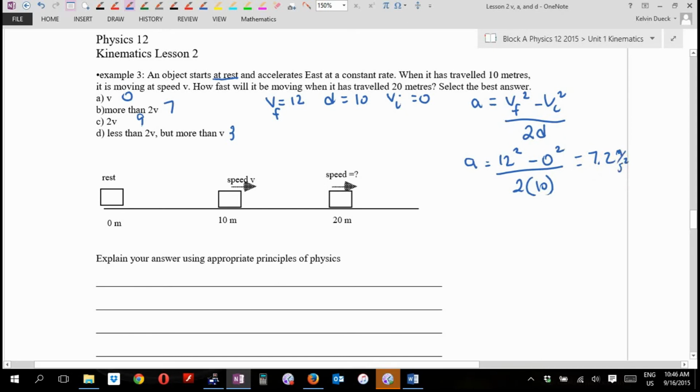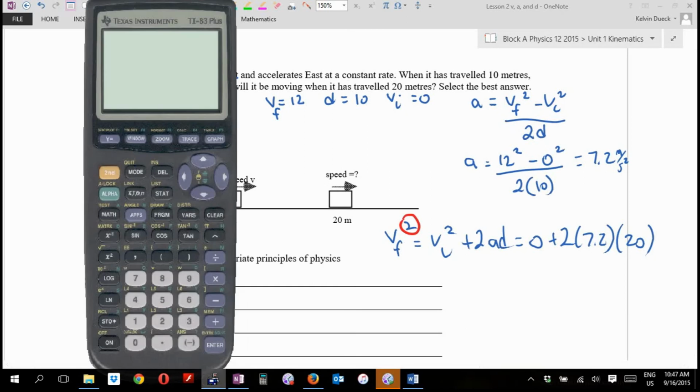Well, now I could go VF squared equals VI squared plus 2AD, and I can say we're starting at rest. A is 7.2, and D is 20 meters. Oh, except this gets you VF squared, so I'll square root at the end. 2 times 7.2 times 20.